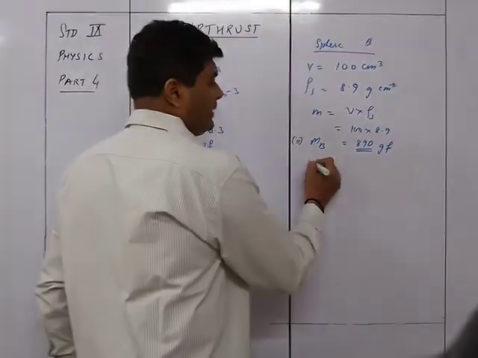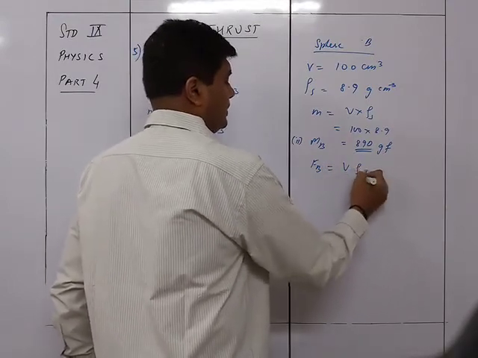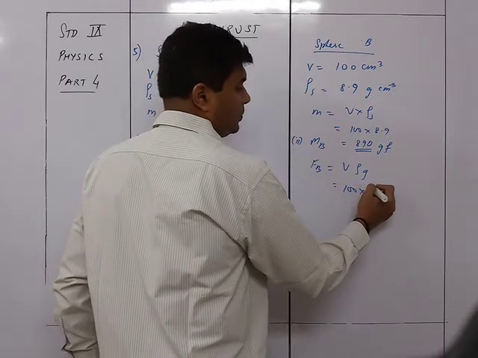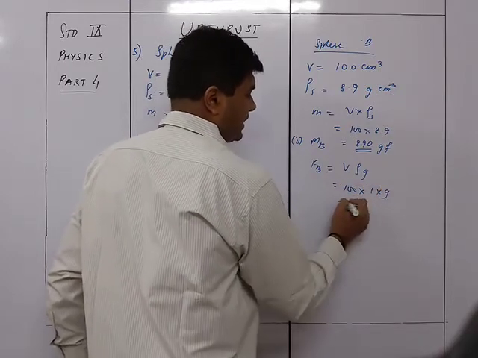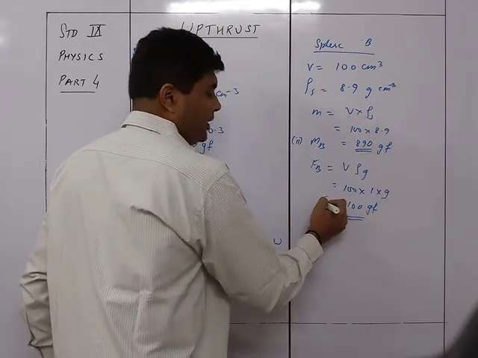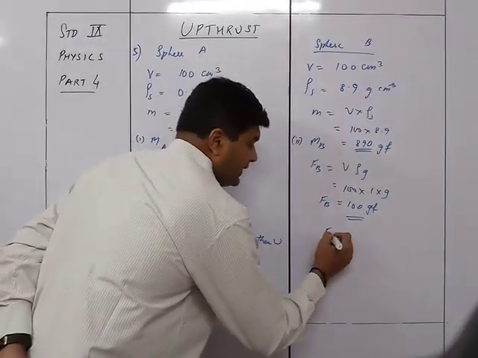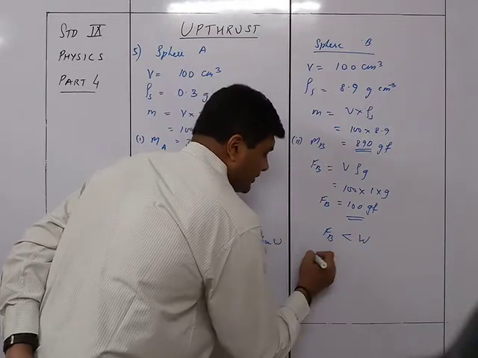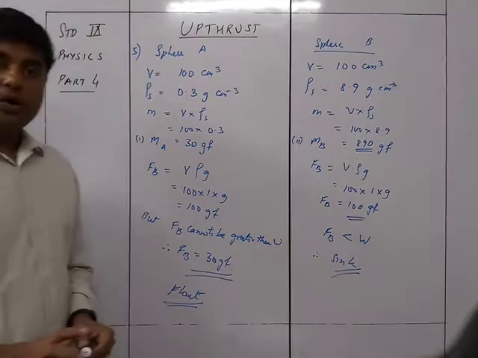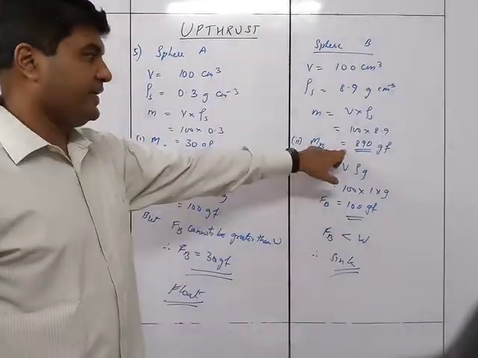Whereas in this case, FB will be equal to V rho g, where V is 100, rho is 1, and g is g, so it is 100 gf. So FB is going to be 100 gf, but the weight is 890 gf. Because FB is less than W, it will sink. Got it? So upthrust over here is 100, but it will sink because the weight is 890.